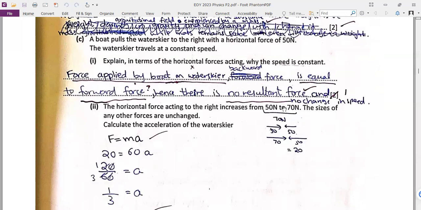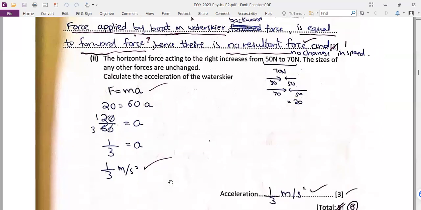Horizontal forces change from 50 to 70 newtons. The size of the forces is unchanged. Calculate the acceleration. So F is equal to ma. The resultant force, 70 minus 50, gives you 20. Mass is 60. You calculate it like this.